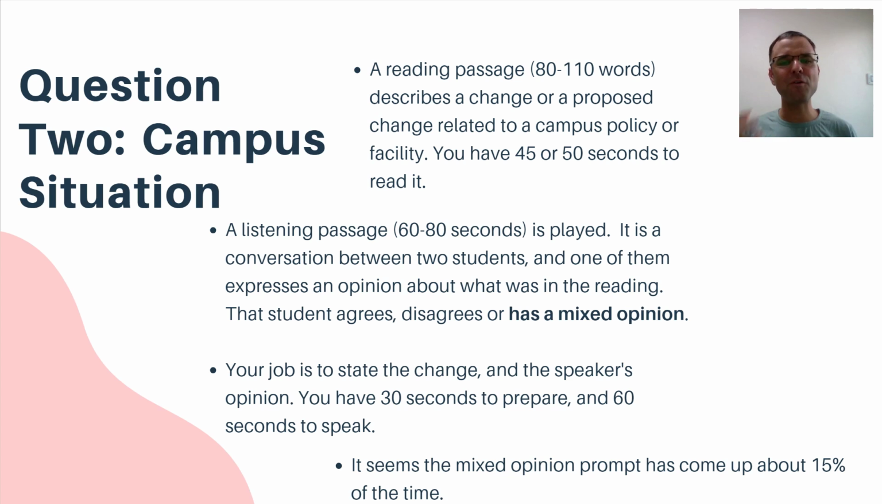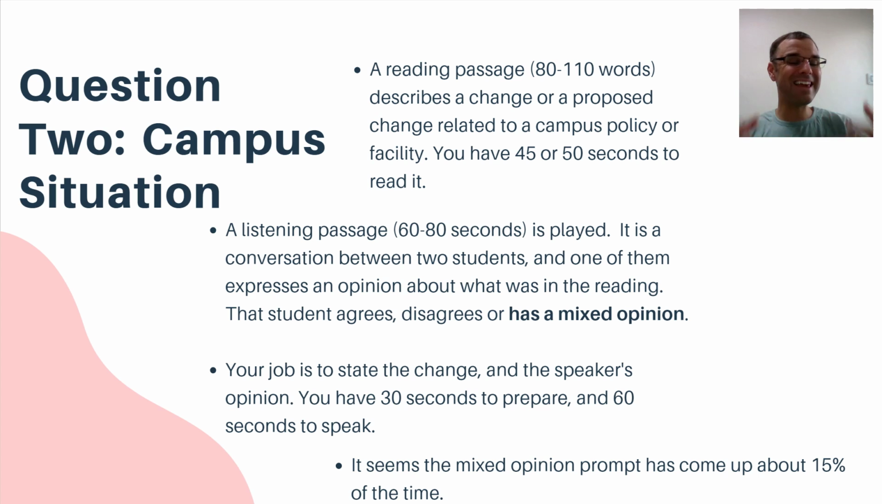You're going to have about 45 or 50 seconds to read it. After that, it goes away and you have to listen to a recording. It's about a minute long. That recording is a conversation between 2 students, and one of them expresses an opinion about that proposed change. That student is going to agree or disagree or maybe have a mixed opinion about the change.